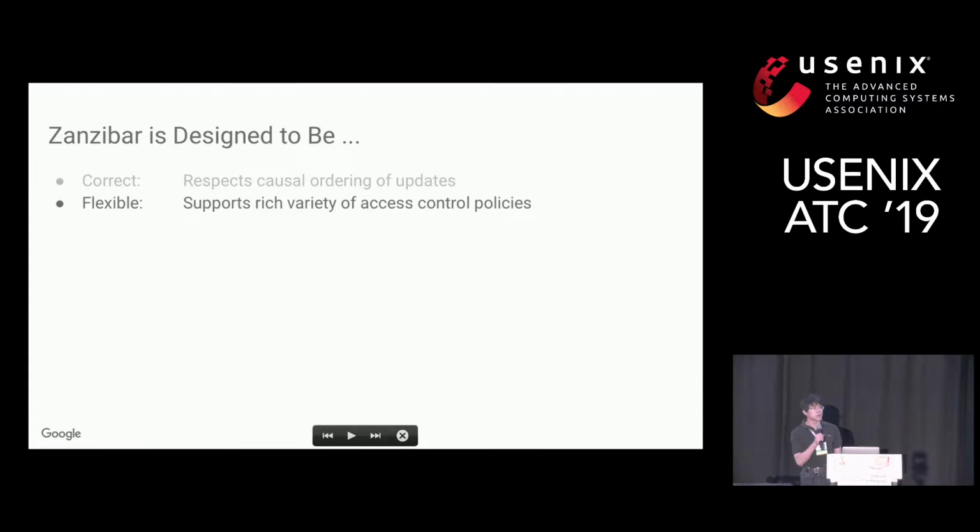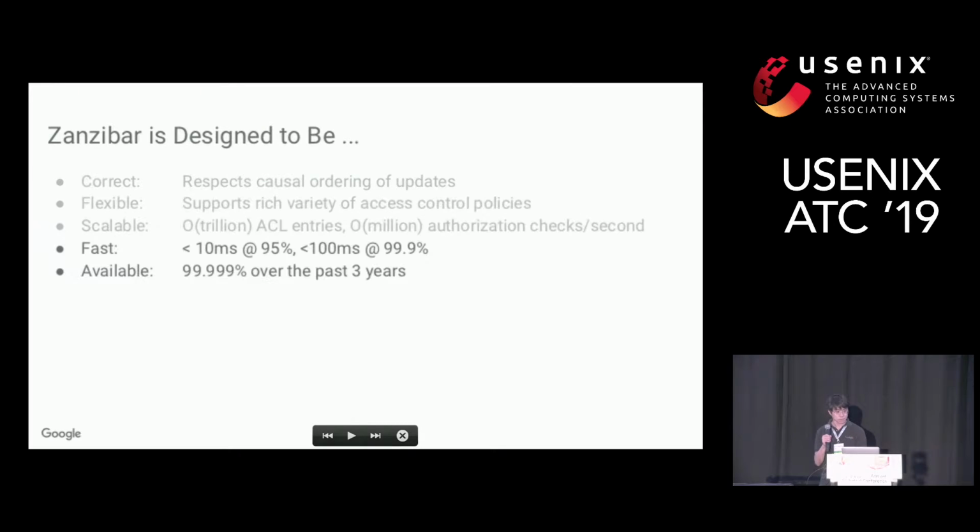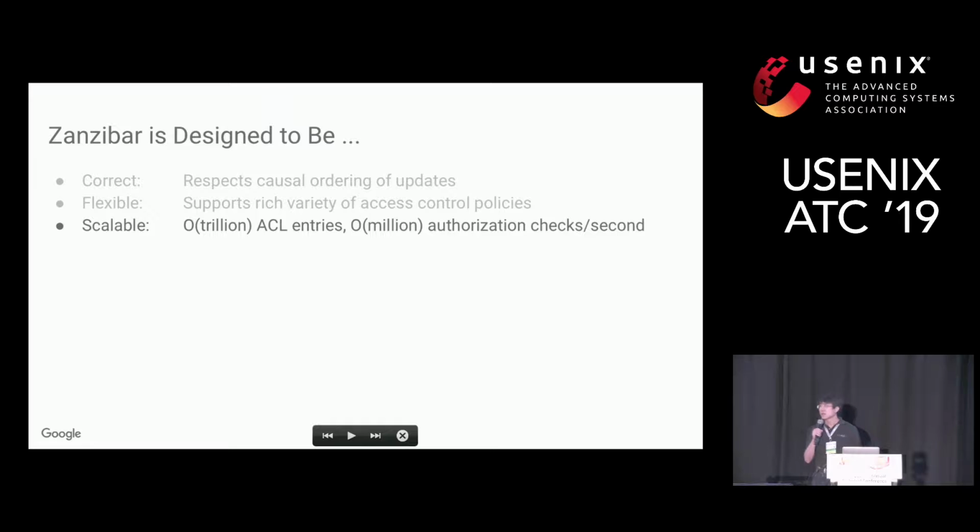Zanzibar has a simple data model, but it's also flexible enough to support a rich set of semantics required by our consumer and enterprise products. Zanzibar needs to protect billions of objects shared by billions of users. It stores trillions of ACL entries and serves millions of authorization checks per second. It is also deployed around the globe to be close to its clients and our end users.